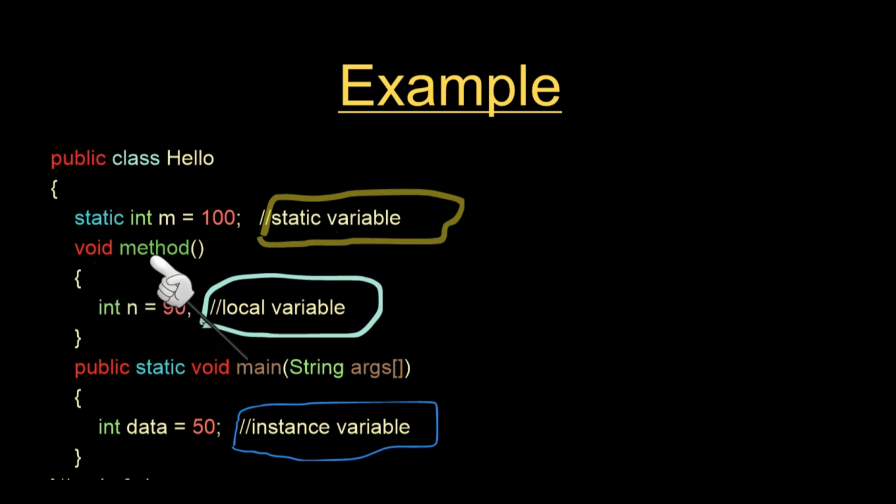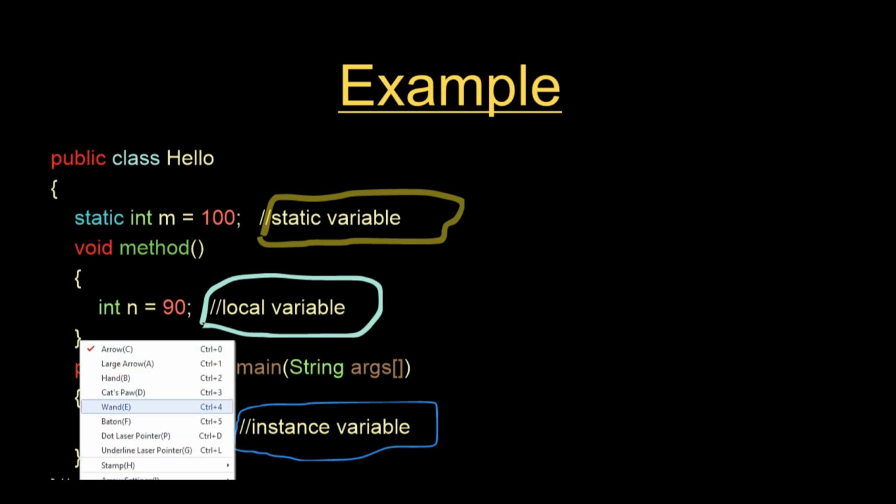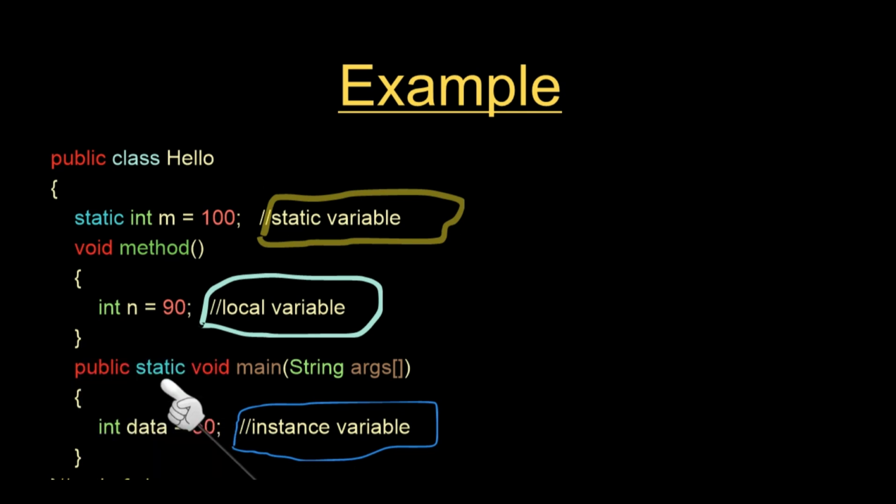Here you can see we created a method. We'll be learning what a method is in a future class, but for right now this is a method, from this point to this point. Inside this method we have declared int again: int n = 90, with the variable name n. This is what we call a local variable, whichever one you declare inside a method.